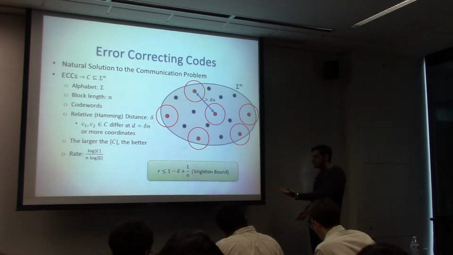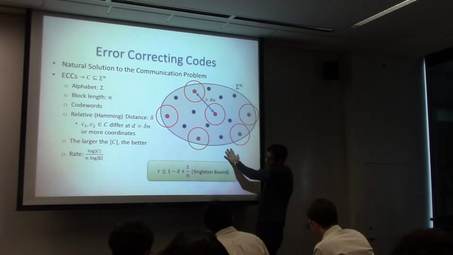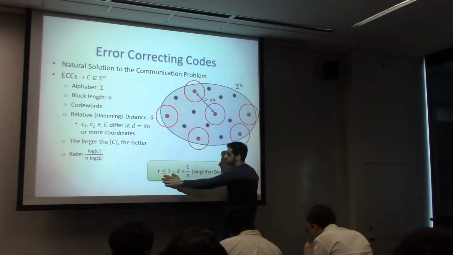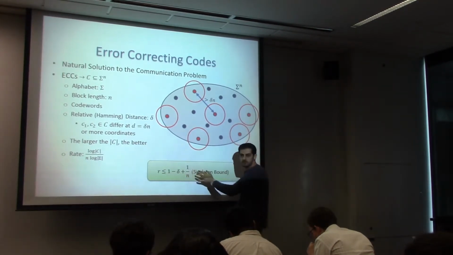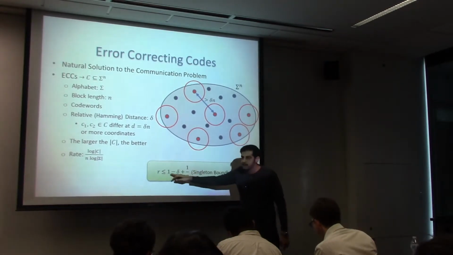And in fact, there is a really nice trade-off. You can prove that if you want a distance of delta over a code of block length n, your rate is at most 1 minus delta plus this term. So the larger the delta is, the stricter this upper bound would be.